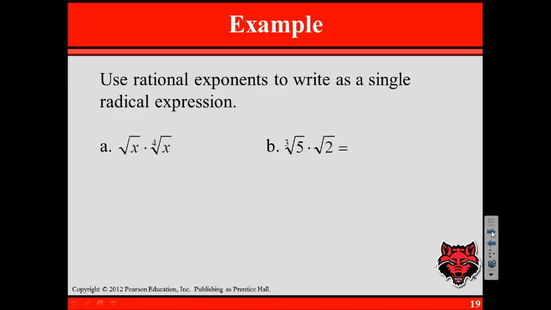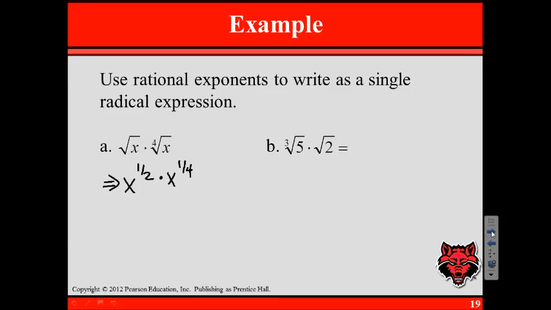Let's try to do the same thing with the next two examples. We want to use rational exponents to write as a single radical expression. So we're going to go from radical expressions to exponents, combine the two exponents together, and then go back to radical expression. So the square root, using the rule that was introduced at the very beginning of this section or the last section, we rewrite this as x to the 1/2 power times the 4th root of x, which is x to the 1/4 power.